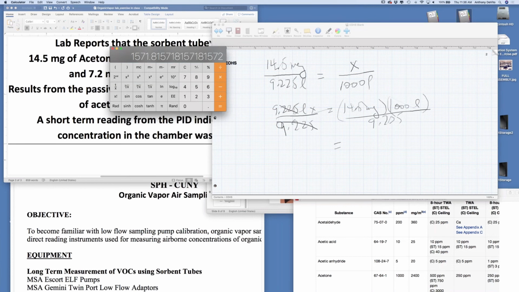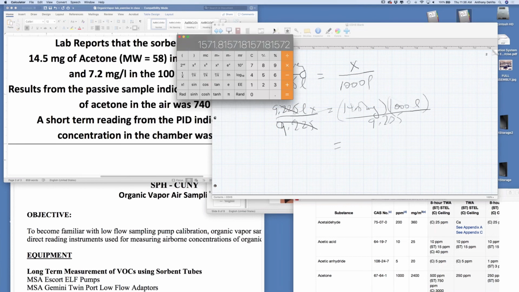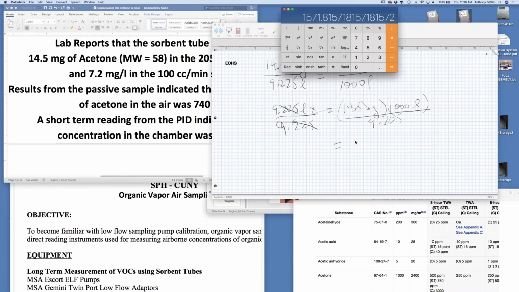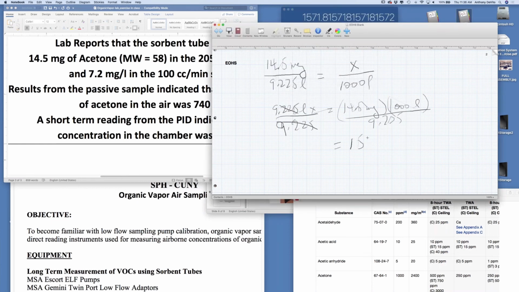1,571.8 milligrams. So this is what we would have collected if we sampled the entire cubic meter, 1,571.8 milligrams. Okay, so now, notice that this is liters. Liters cancel out, these are milligrams. So now we have to figure out, well, that's milligrams per meter cubed.